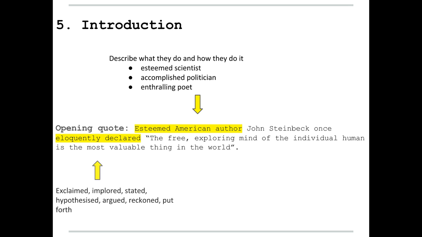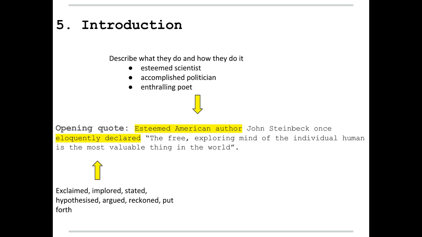And the next thing that you must do is you can't just say, John Steinbeck said. I don't care. He probably didn't actually say it anyway. He probably actually wrote it. So find a more interesting way of introducing the quote. I have used eloquently declared. You could also say things like exclaimed, implored, stated, hypothesized, argued, reckoned, put forth. It does more than just add fancy words to your writing. It shows me that you actually understand the tone of the statement itself.